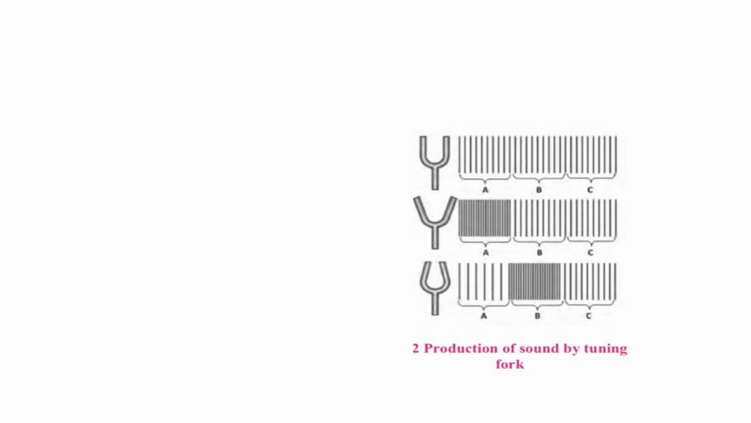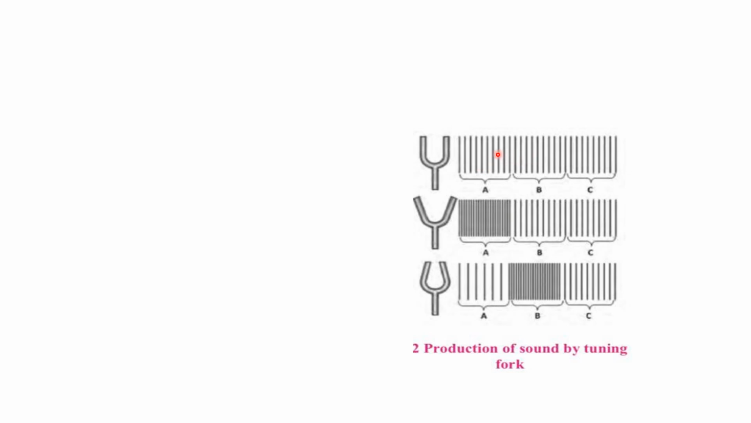Production of sound by tuning fork. This is the tuning fork, which is kept stationary, and it has two prongs. These two are the prongs and this is the stem. And this is to show the state of air around the tuning fork. These vertical lines show the state of air.